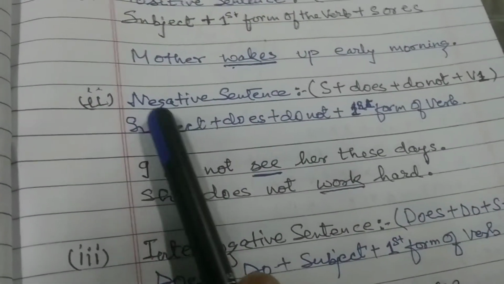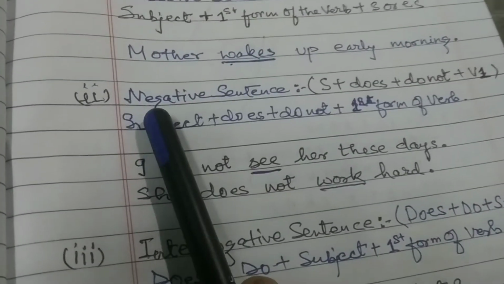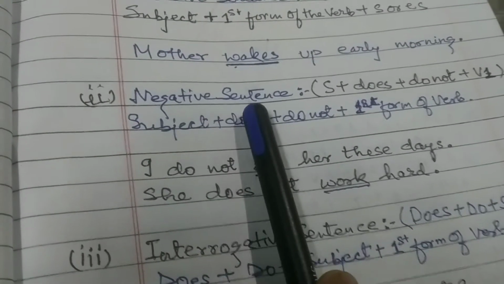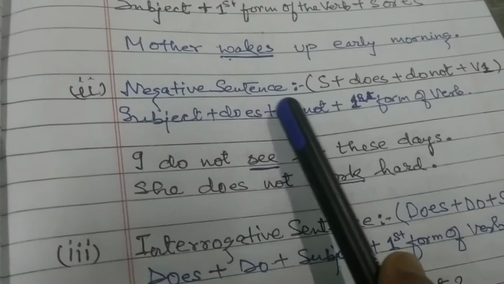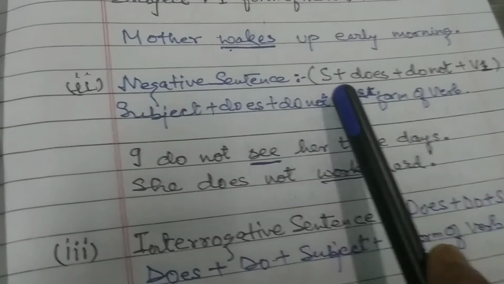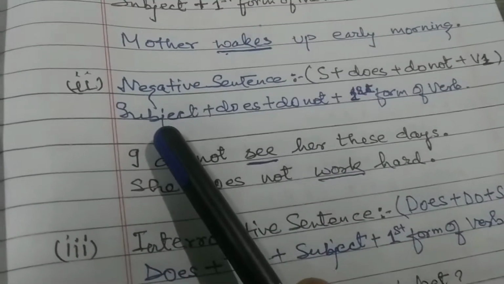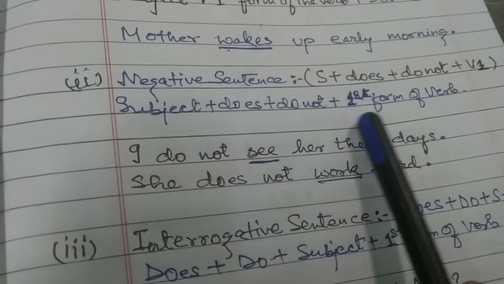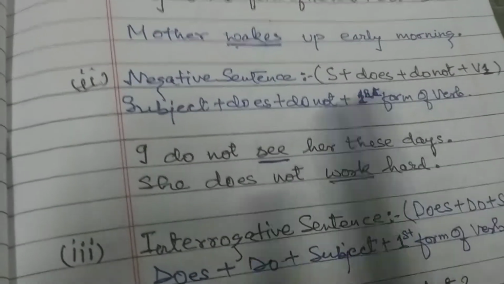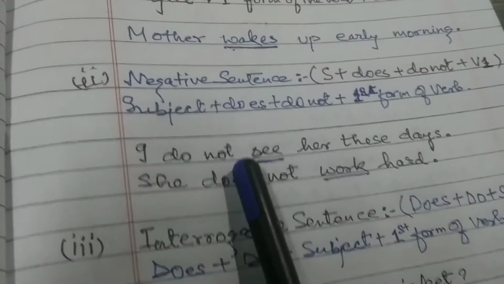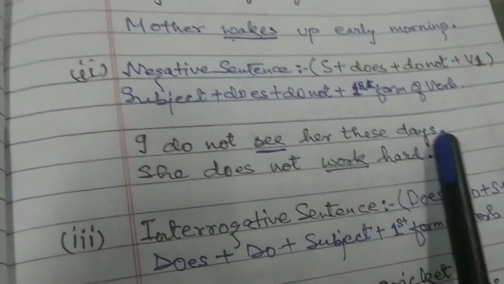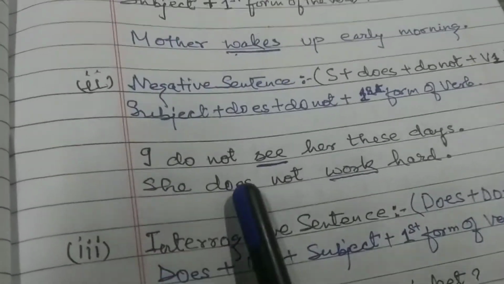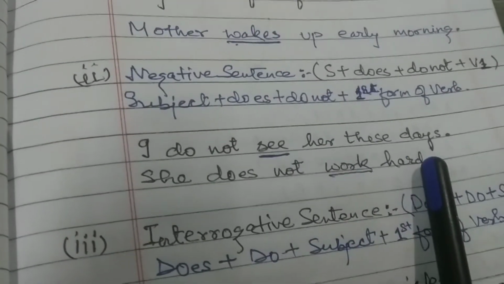Now the second section says the form of a negative sentence in simple present tense. It says that you will write the subject with does or do not plus the first form of the verb. I do not see her these days. She does not work hard.